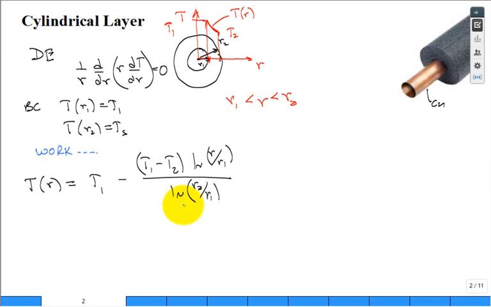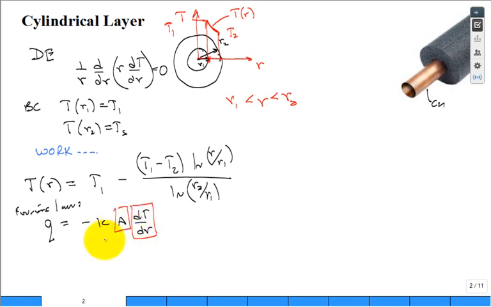All right. The next thing that you want to do is get the rate of heat transfer Q. Once we solve for the temperature distribution, we want to get the rate of heat transfer through that layer of insulation. Well, would we use Fourier's law? Sure. Fourier's law would be minus k A dT/dr.